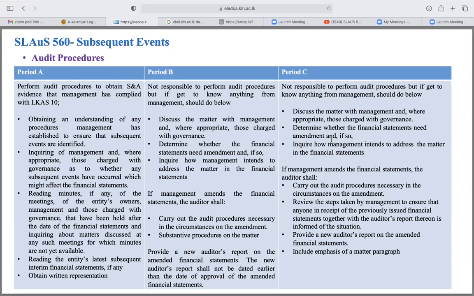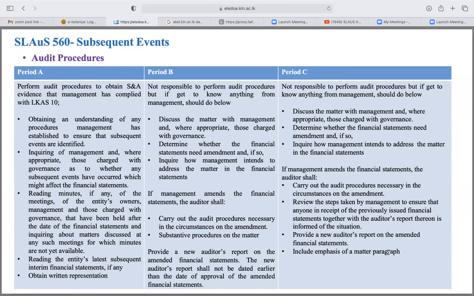Right? So the first thing we need to do as an auditor is discuss the matter with the management and those charged with governance, and determine the impact of the event on the financial statement. And if management decides to amend the financial statement, we need to carry out audit procedures, and we need to review the steps taken by the management to ensure that anyone in receipt of the previously issued financial statement together with the auditor's report is informed of the situation. Provide a new auditor's report on the amended financial statement, including an emphasis of matter paragraph.